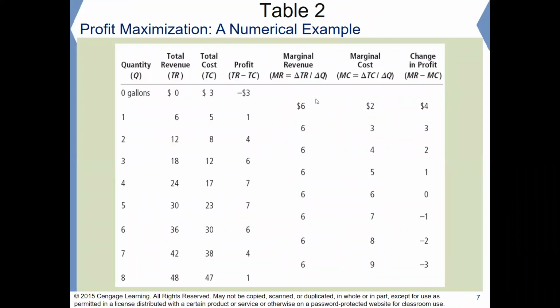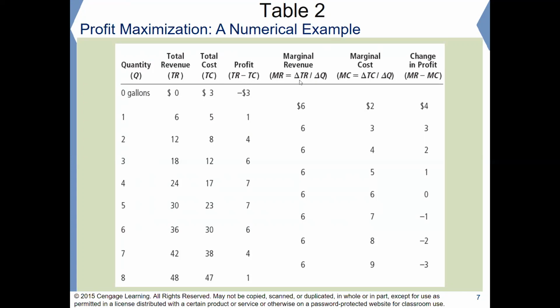So in here we are given a table again with a mixture of total cost and total revenue. In the first column we have quantity produced. In the second column we have the total revenue. In the third column we have total cost. In the fourth column we have profit. It's the difference between total revenue minus total cost.